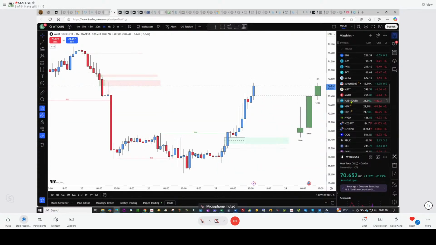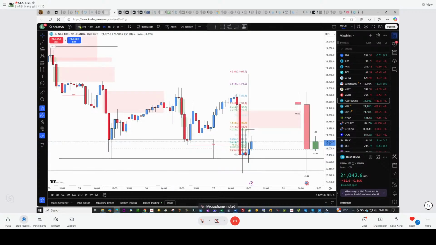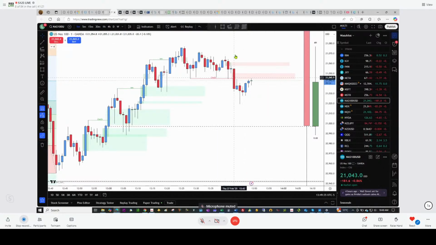Okay, so back to the NAS again. Let's see if I can get back in. So we still have another push to come. Look at that, we've set up already to go. So it's a buy already on the NAS to go back up. Amazing.